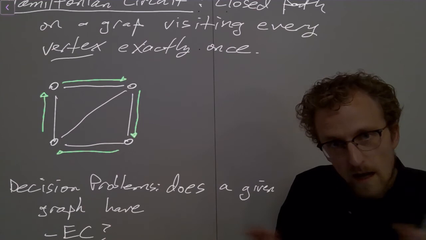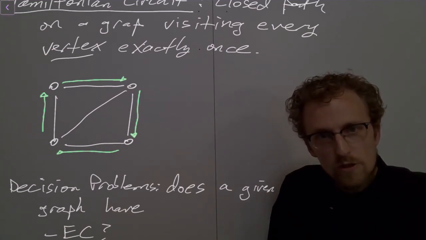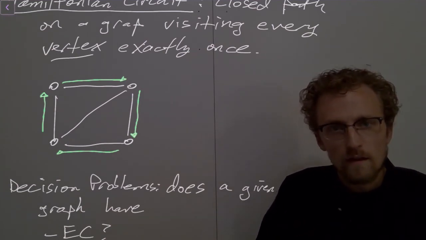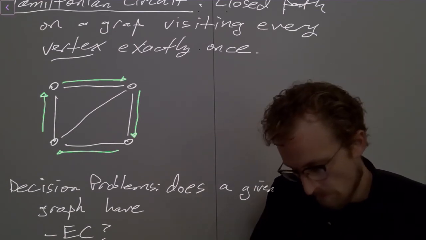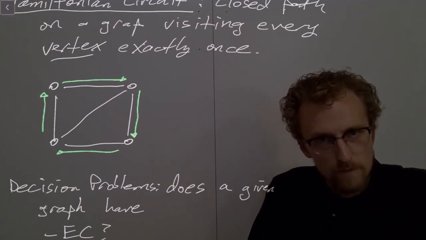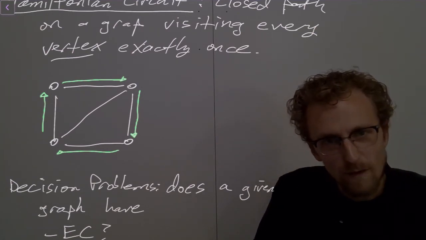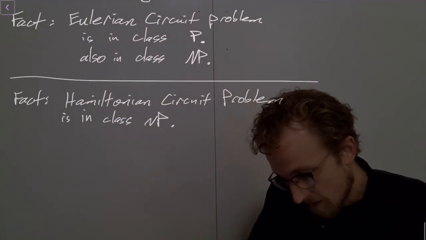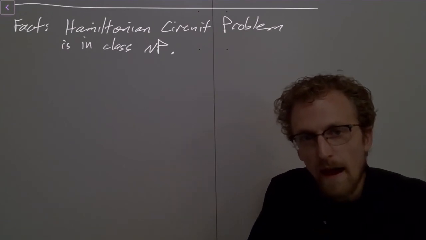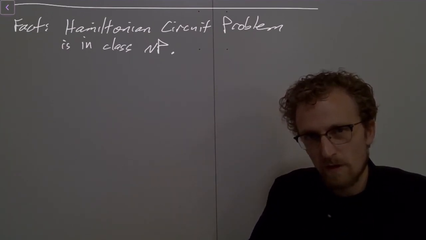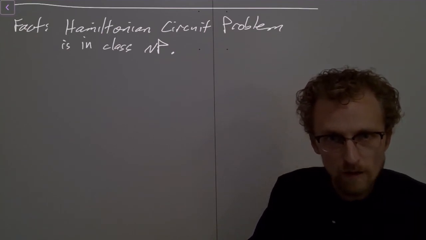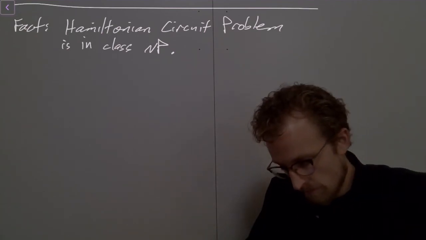That's how you check if a given path is a Hamiltonian circuit. You just walk along and make sure that each vertex is visited once. And that it's a valid path in the graph, of course, right? So you have to double check it against the graph representation. But in any case, if I give you a path and I say this is a Hamiltonian circuit, you can check to see if it's a Hamiltonian circuit in linear, thus in polynomial time, right?